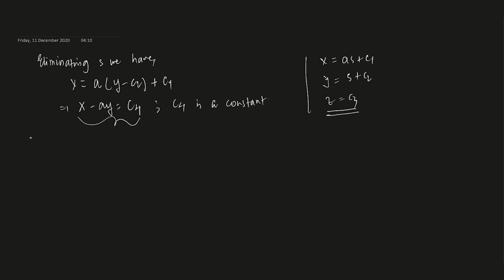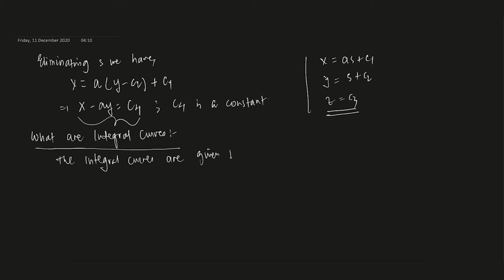So what are the characteristic curves? What are the integral curves? Integral curves are also called characteristic curves sometimes. The integral curves are given by x minus ay equals c4 and z equals c3.